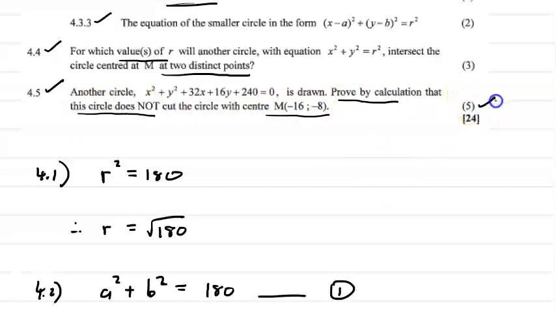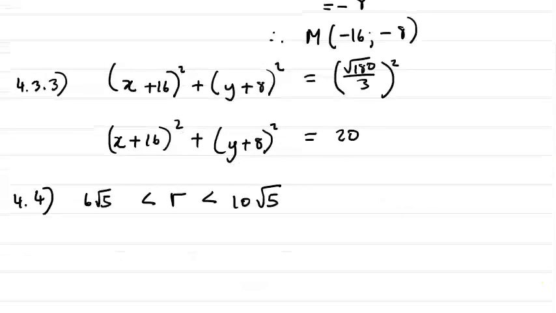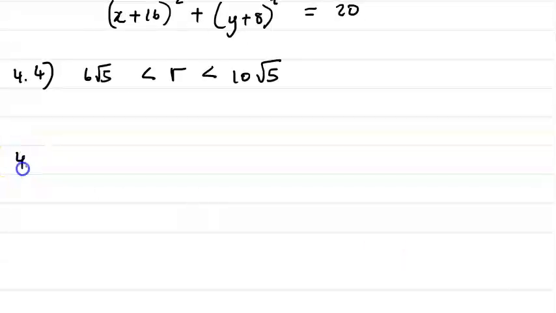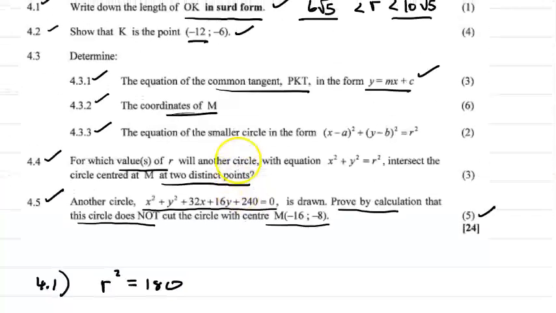Now in this particular question, I'm going to teach you how to find the center of a circle by completing the square. So we're going to learn how to find the center of a circle and the radius by completing the square. So let's look at 4.5. So in 4.5, we have the following. Let's write the question down. So what do we have here?